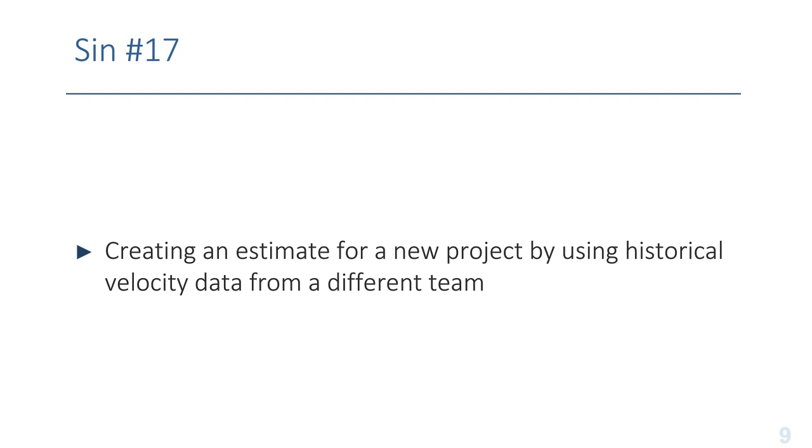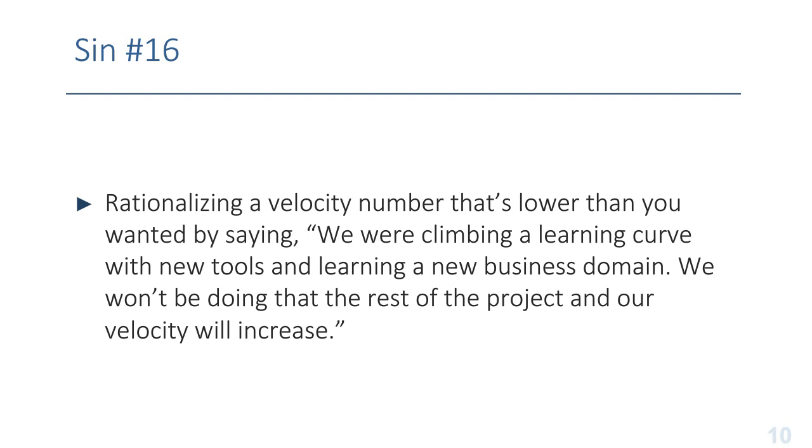Almost deadly sin number 17 is creating an estimate for a new project by using historical velocity data from a different team. This is something that we certainly have seen companies doing as they've moved into use of story points and velocity for calculating release burn downs. And we have yet to see a really good solution about reconciling velocities across different teams or when staffs change and that kind of thing.